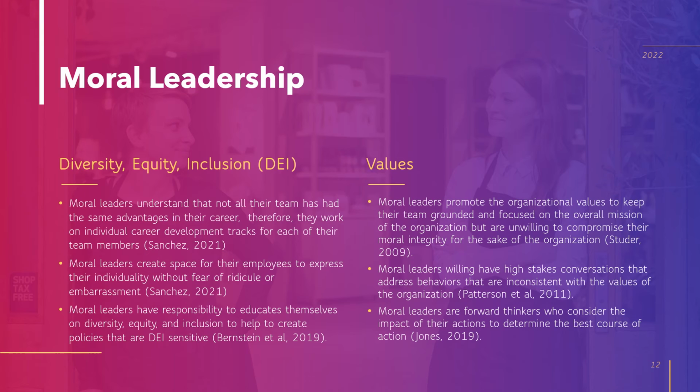Now, moral leaders willingly have high stake conversations that address behaviors that are inconsistent with the values of the organization. In other words, moral leaders are okay with having difficult conversations. They're okay with being a courageous leader and having that awkward 5 minute conversation to deal with a problem, to deal with associates who may have crossed the line they shouldn't have. We're willing to do that because the values, the mission, and the vision of the organization are paramount to who we are as an organization, and we want those promoted.